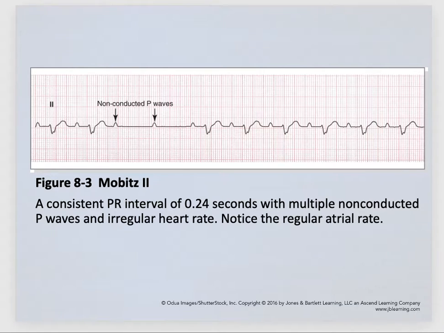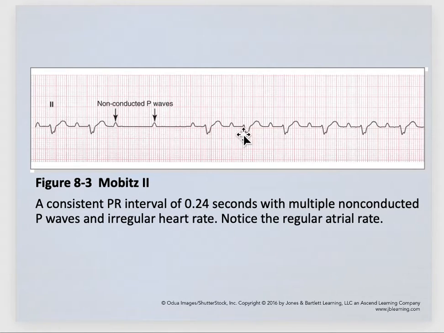So you're missing the contraction. In the first degree, every wave was bigger than 0.20 with nothing missing, right? It was just simply a delay. There were no missing beats. In second degree Mobitz type 2, every one of these PR intervals is the same distance. They are all longer than 0.20, right? Again, in this example, they're 0.24.